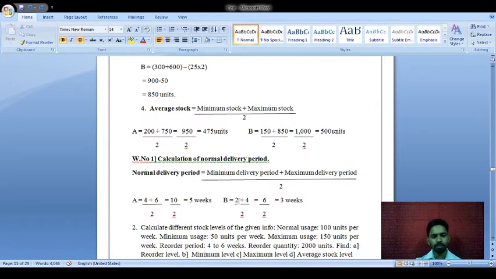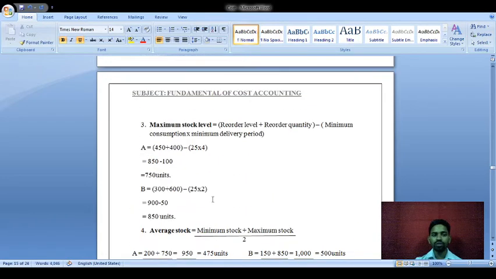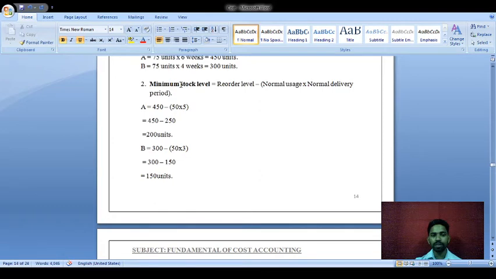Okay, for this B purpose, we have to prepare the normal delivery period. Minimum delivery period for the B purpose is 2 plus maximum delivery period 4, divided by 2. It means 4 plus 2 is equal to 6, divided by 2. How many weeks? 3 weeks, meaning the normal delivery period for the B purpose. Okay, so now see, the second one is the minimum stock level.